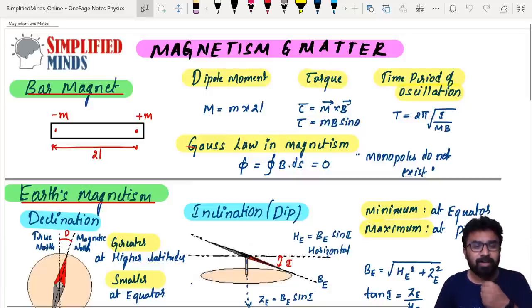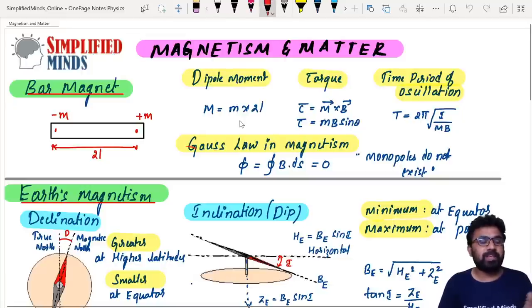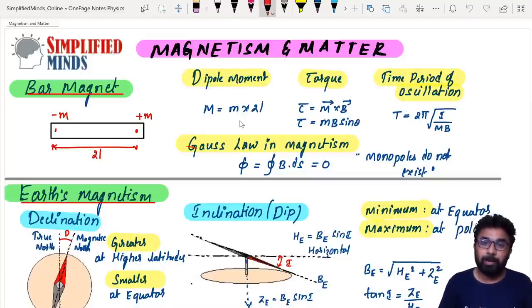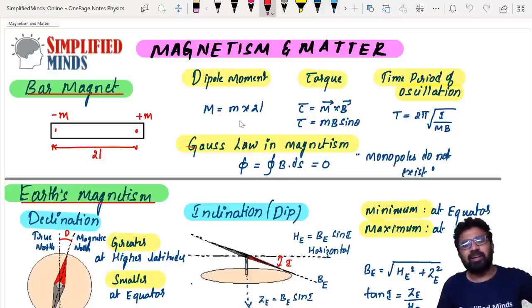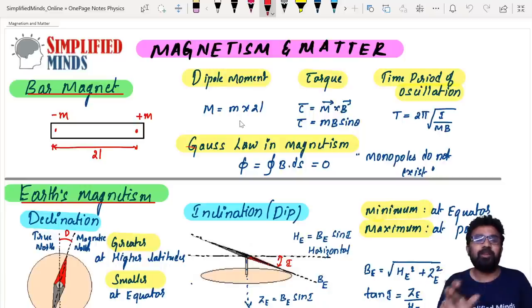In a bar magnet, the dipole moment is very simple: magnetic pole strength m into the distance between them, 2a. You should also know the torque value. If this is kept in an external magnetic field, the torque experienced is tau equal to mB sin theta. In electrostatics we discussed p E sin theta for the electric dipole; for the magnetic dipole, tau is equal to mB sin theta.